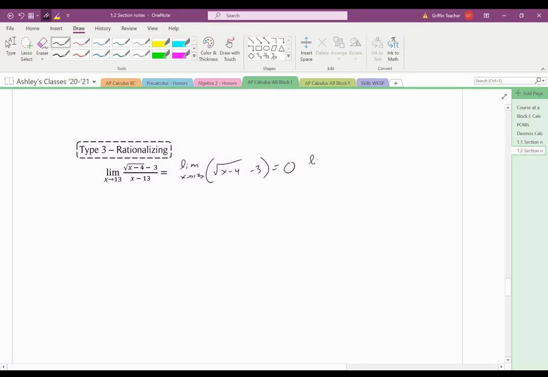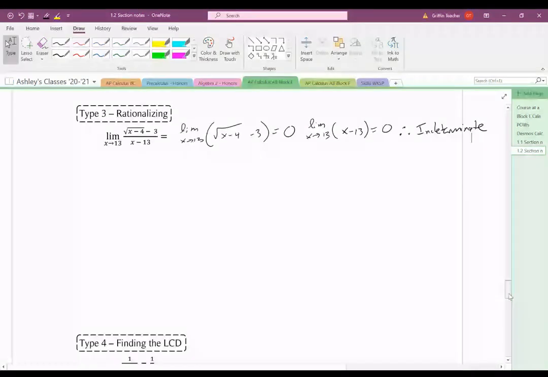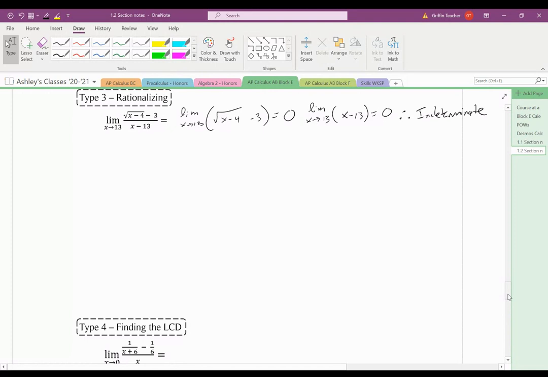And then we do the same thing for our denominator. So the limit as x approaches 13 of x minus 13, we can say that's also 0. So therefore, this is establishing that we have an indeterminate form. So we can say, therefore, indeterminate. Once we establish it's indeterminate, then we can use this method. And here we have a square root function, and so we're going to use the method called rationalizing.